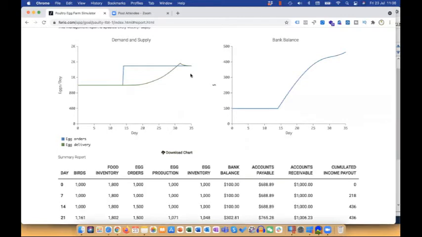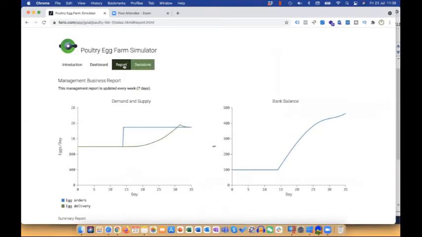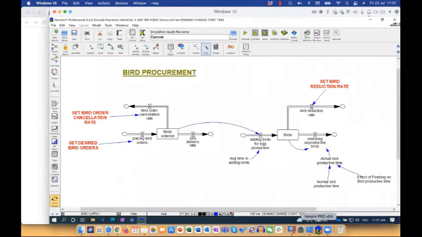I think it would be good to explain a little bit how this works. For that reason, I wanted to switch under the hood so you get a feeling for how the farm is actually operating. What we see here is what we call a stock and flow diagram. It's basically a digital twin of our farm. This is a sector which is explaining our bird procurement.